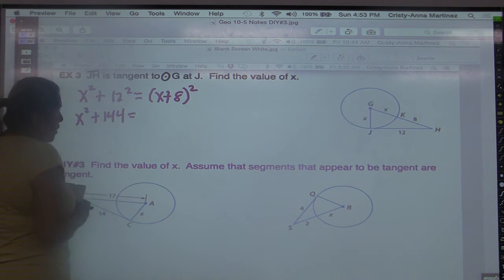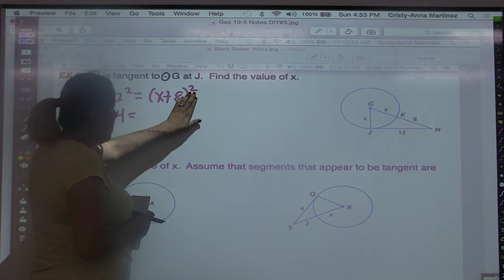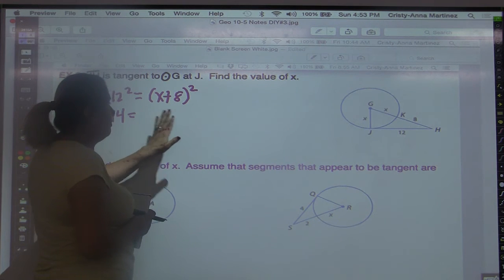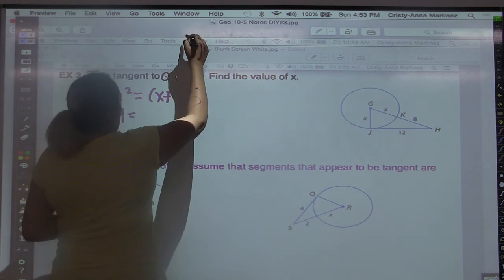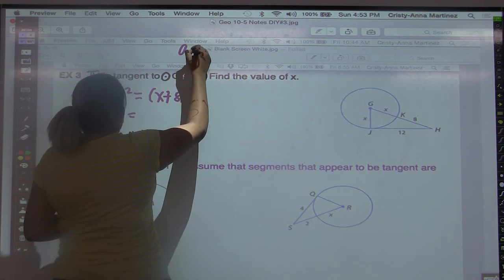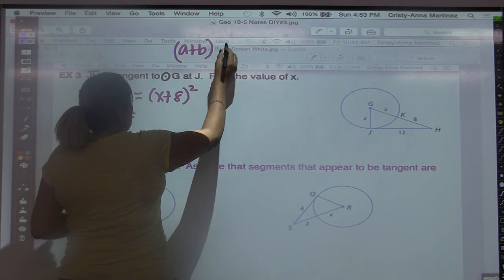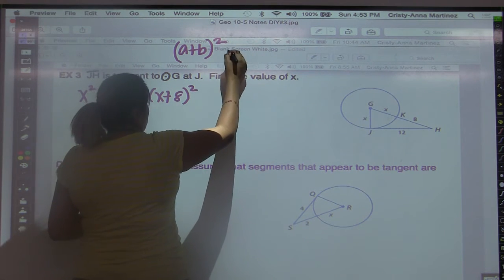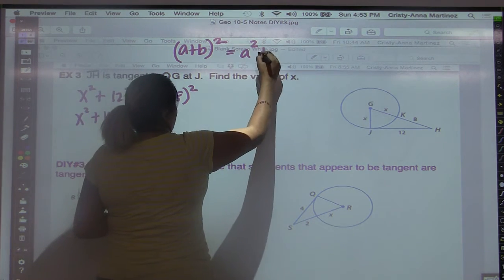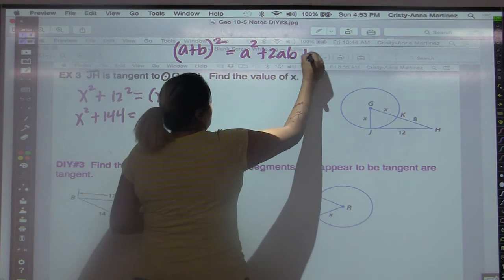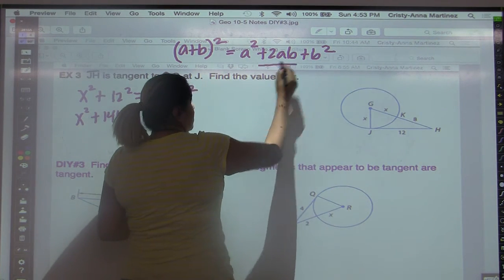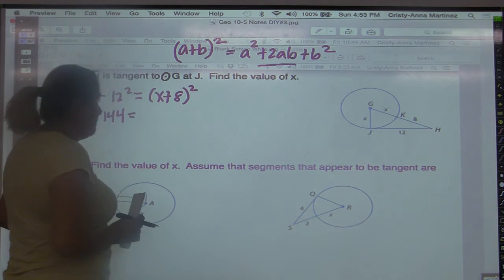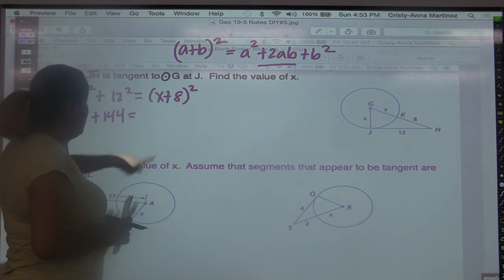And if you remember, when you have x plus 8 squared, this is not just x squared plus 64. A lot of people think that's what it is, but it's not. I'll just put the formula up here in case you don't remember it from Algebra 1. When you have (a plus b) quantity squared, the formula says it's a squared plus 2ab plus b squared. So it's not just a squared plus b squared. There's this middle term that's either plus 2ab or minus 2ab, depending on whether this is a plus or a minus.